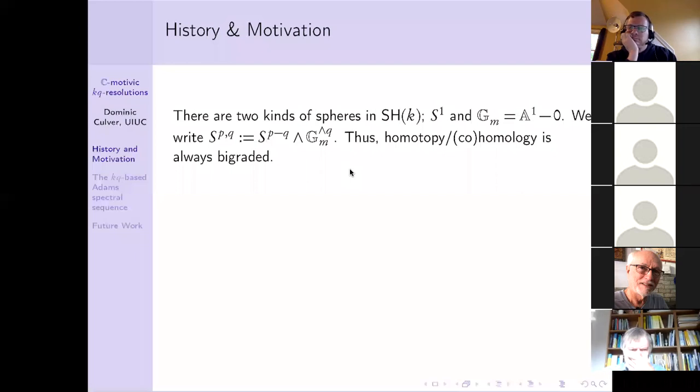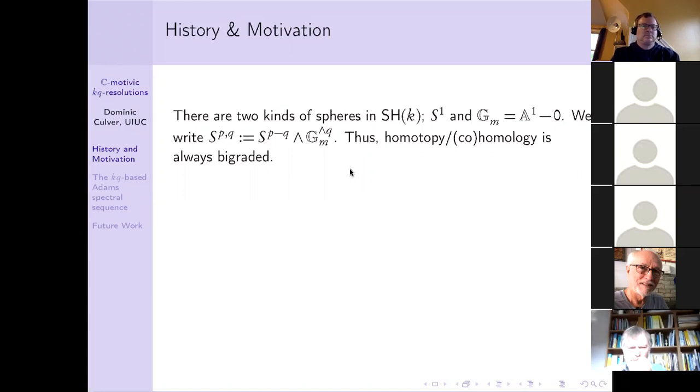Okay, so the upshot of all of this is that there are two kinds of spheres here. There's the topological sphere, which I can smash motivic spectra with, but I can also smash with the multiplicative group. Now, the multiplicative group, in the case that K is the complex numbers, is just the punctured plane, and that deformation retracts onto a sphere. So it seems reasonable to think of the multiplicative group as some sort of sphere. Okay, but S1 and GM are not the same motivically.